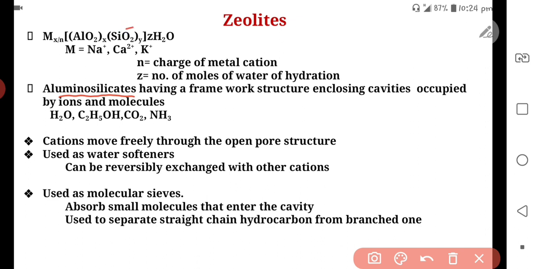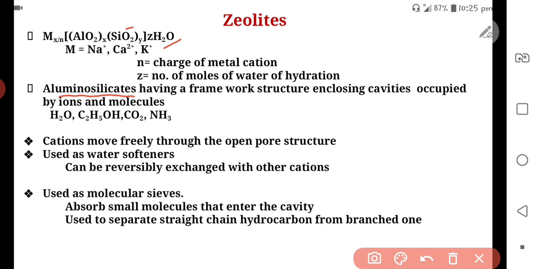The zeolites are also silicate containing compounds, but they are not pure silicates, they are aluminosilicate compounds. That is, in addition to silica, they contain alumina. Alumina means AlO2. So it contains both alumina and silica. These types of compounds are called zeolites. This is a general formula for a zeolite.